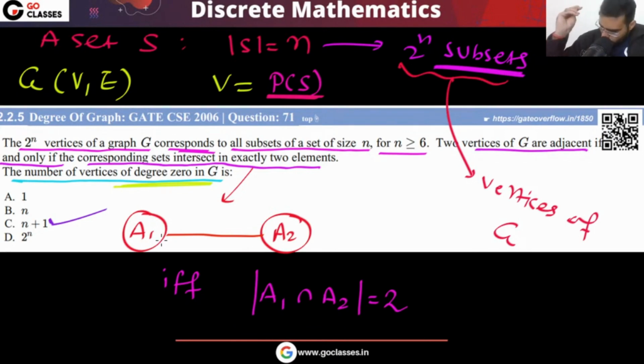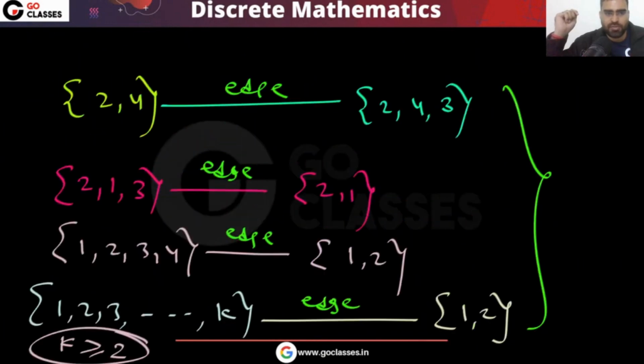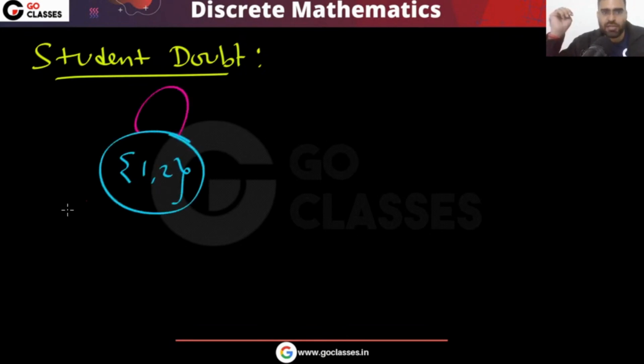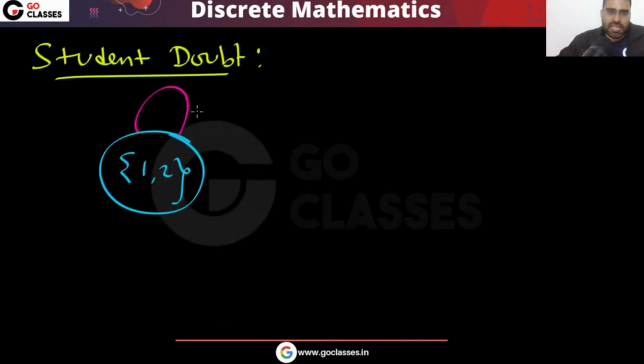So a nice doubt Dipan is asking: will they have self loop? Like for example, this vertex, will it have self loop? Yes, of course it will have self loop. The question is simply saying that there are 2 power n vertices and 2 vertices are adjacent. If this happens, yes, there will be self loop.